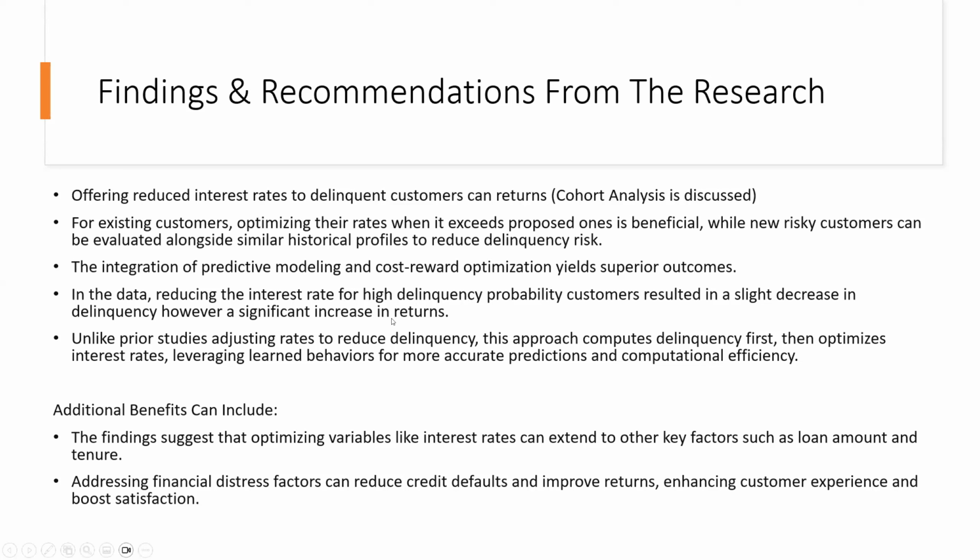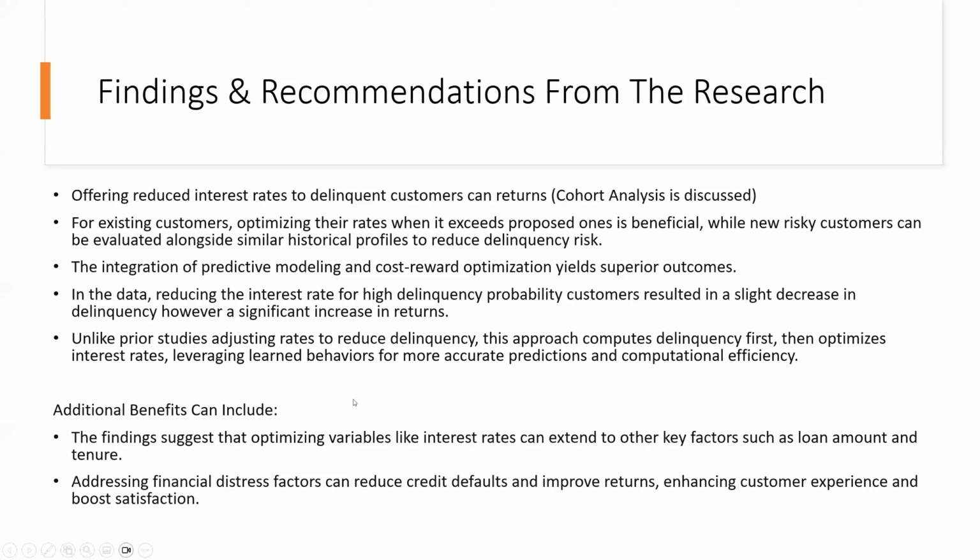In the data, reducing the interest rate for high delinquency probability customers resulted in a slight decrease in delinquency, however, a significant increase in returns. One of the things that made our study different from previous studies was that we adjusted the rates to reduce delinquency, and this approach computes delinquency first. Usually people would adjust the rates, but we compute the probability of delinquency first, and then we optimize the interest rates. So we do it in the opposite way, leveraging the learned behaviors for more accurate predictions and computational efficiency.